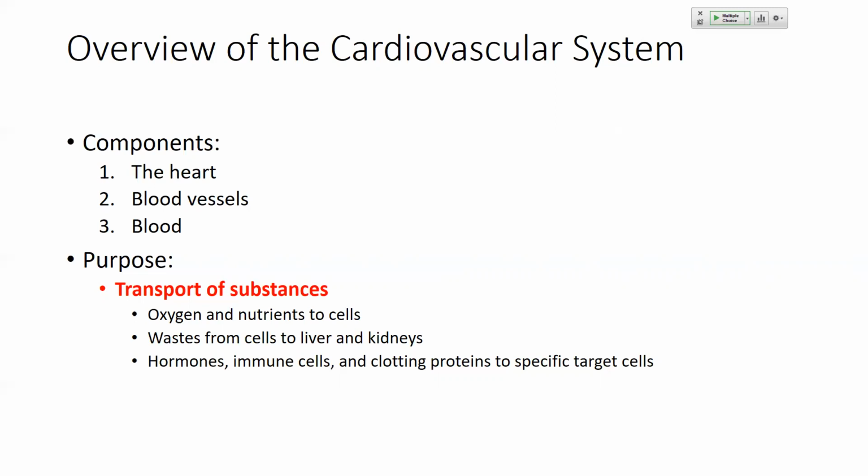We transport cells in the case of an immune response. If you have an injury somewhere in your body, the blood actually rushes to that area, bringing clotting factors, bringing immune cells to help treat that injury or to get rid of that bacteria or pathogen. Okay, so the main function of the CVS is to move things around.